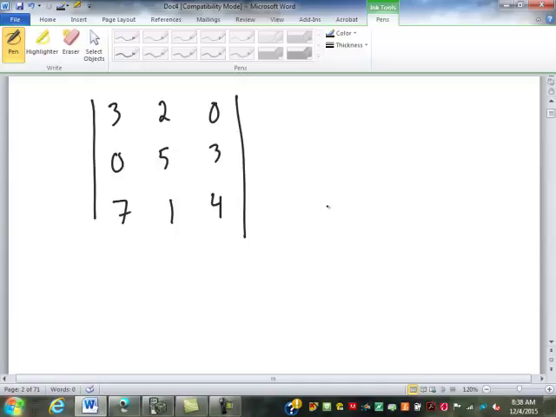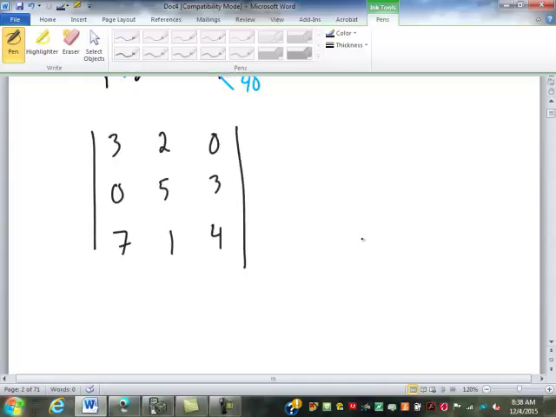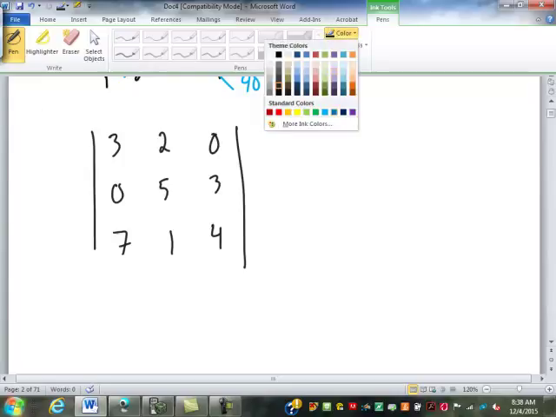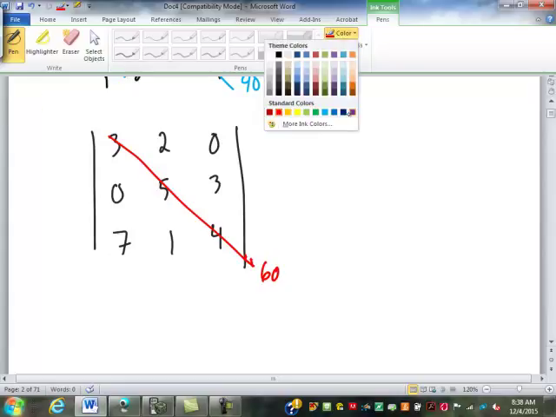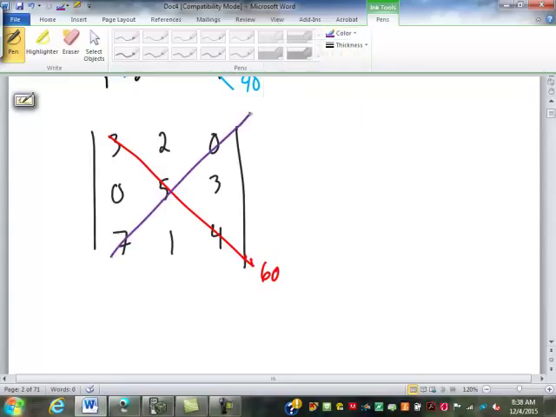A 3 by 3 matrix is a little more work. First of all, if I just do a down diagonal, 3 times 5 times 4 is 60. And then do an up diagonal, 7 times 5 times 0 is 0. I've missed almost half the matrix, haven't I?